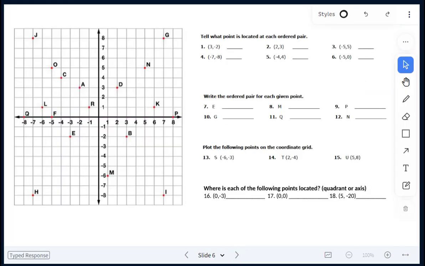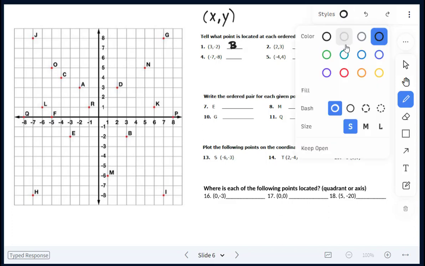So looking at some examples here, tell what point is located at each ordered pair. The first one is 3, negative 2. So always remember it is x first and then y. So 3 is here. Go down to negative 2. It is point B. So we would just state that it is point B. Let's try another one. We have 2, 3. Both are positive. So over 2, up 3, 1, 2, 3. That would be point D.